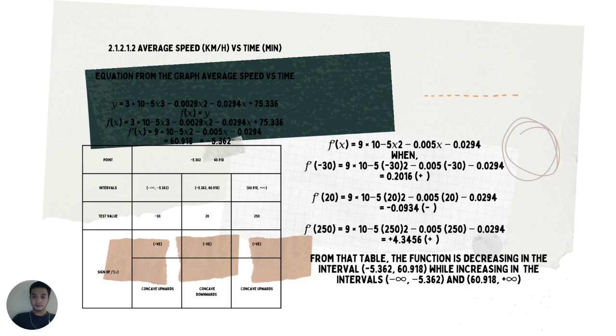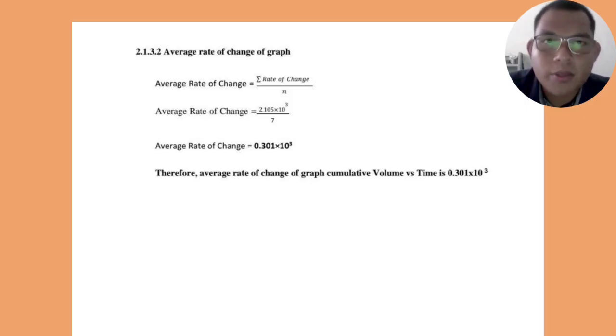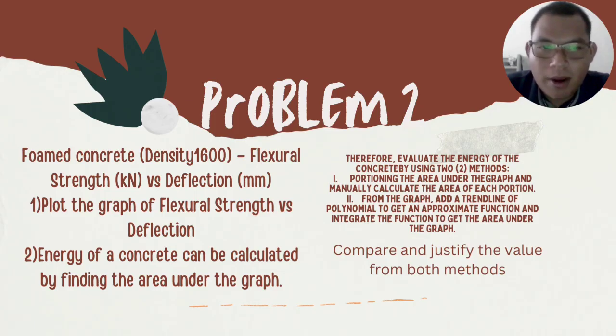Thank you. Before I start my part, I will introduce myself. My name is Dera Anajambi. I will explain about the average rate of change. From this conclusion, we get the final average rate of change of the graph of cumulative volume versus time, which is 0.301 times 10 to the power of 3. I will describe problem 2. As you can see from this slide, this is the method that needs to be solved in problem 2.